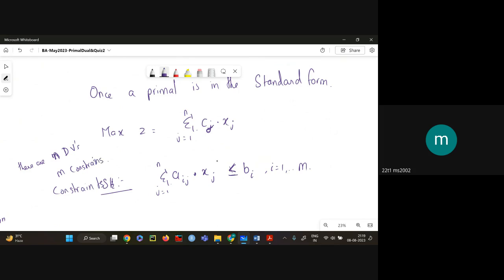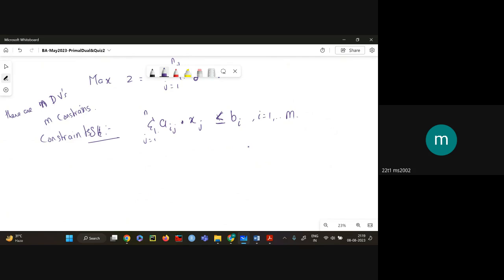When I write it in this form, I'm going to have n decision variables, with the subscript j is equal to 1 to n, and there are going to be m constraints. Okay? I got 1 thumbs up, I got 2 thumbs up. All right. And all my xj's are going to be greater than or equal to 0, for all j. This is the standard form.